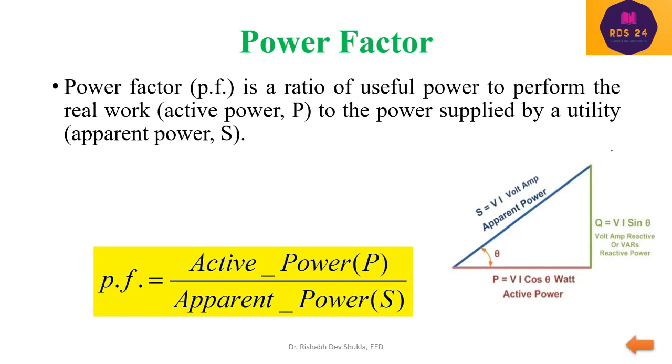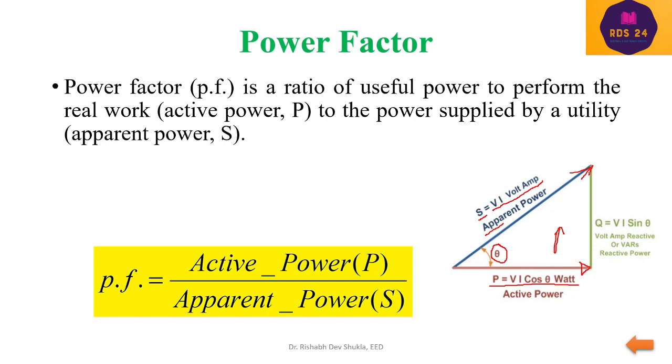In this figure you can see here, this is the power triangle. This is our apparent power, the blue line. Apparent power is given as equal to the Vrms into Irms. This is our active power, the brown color vector. And the angle between the apparent power vector and the active power vector is our angle phi.